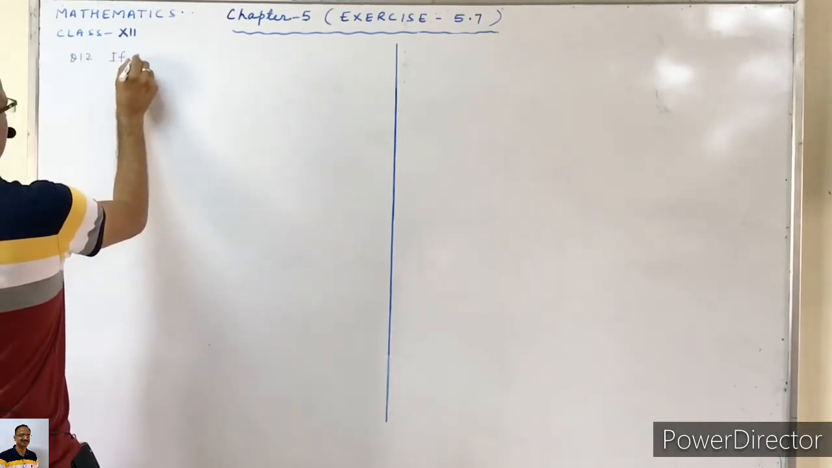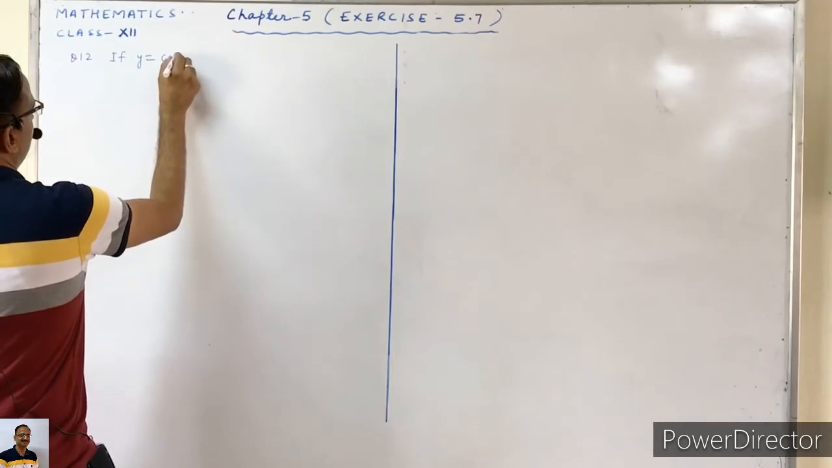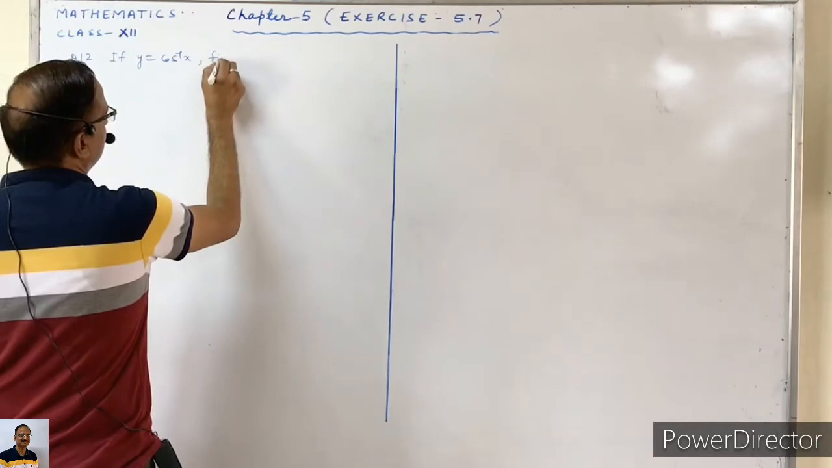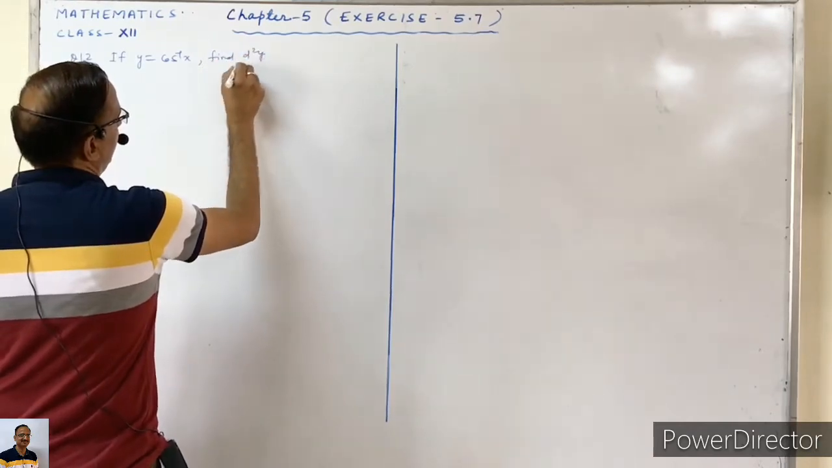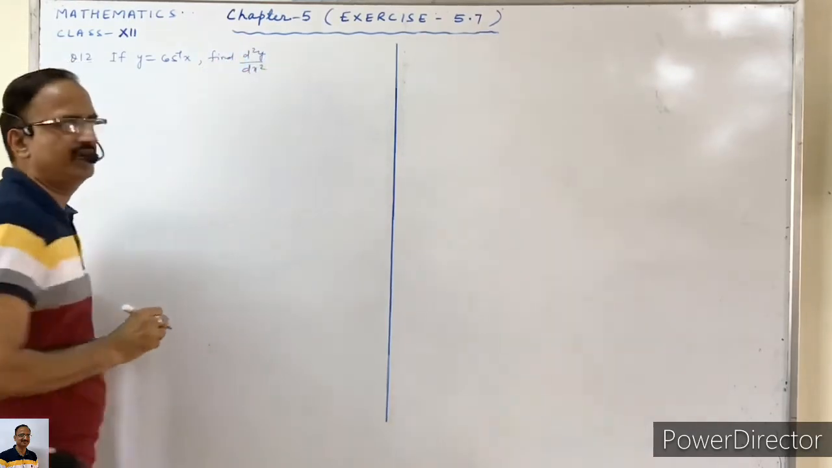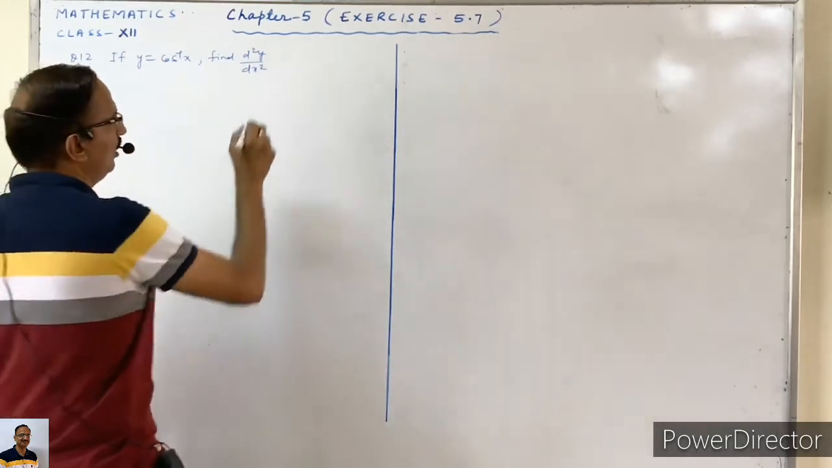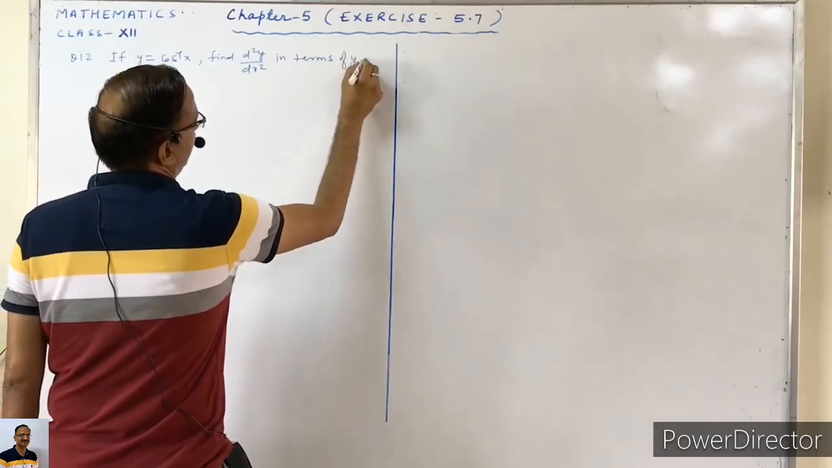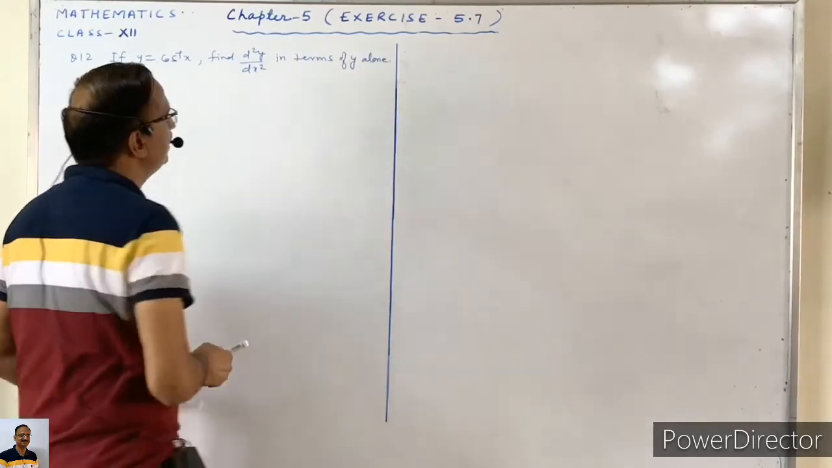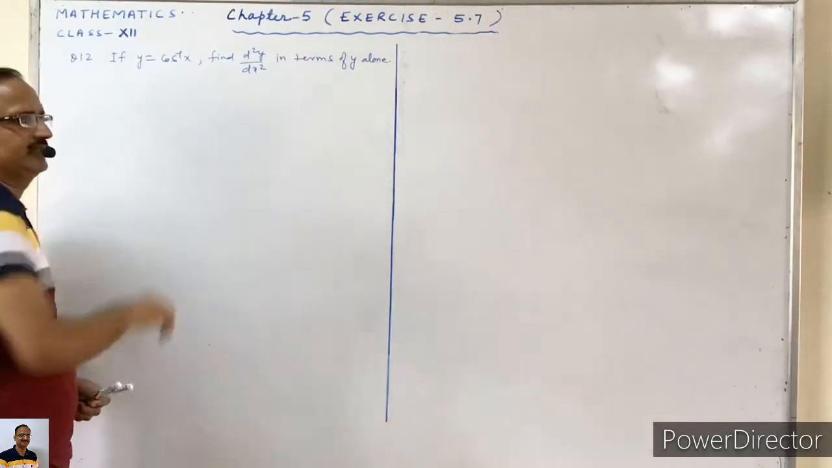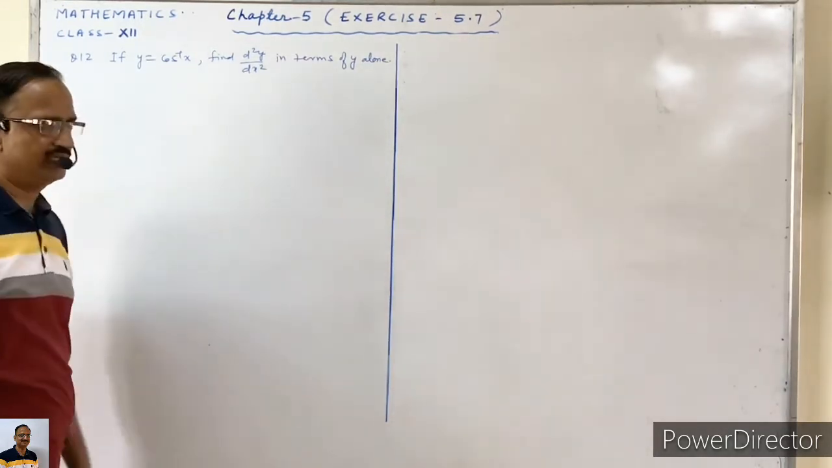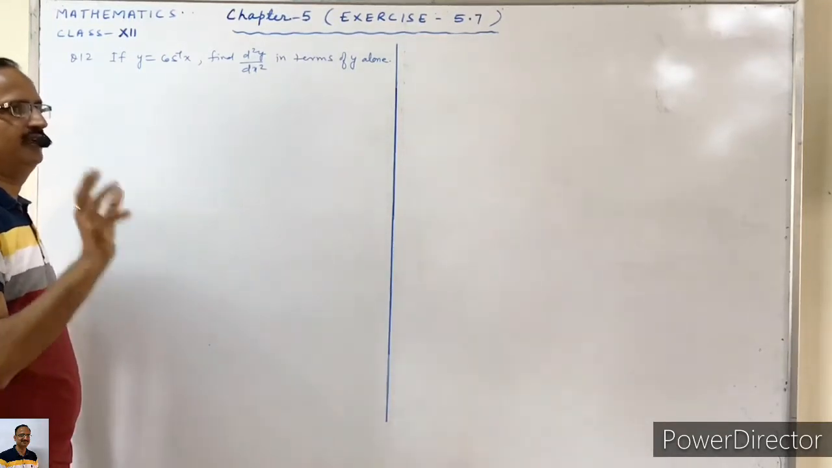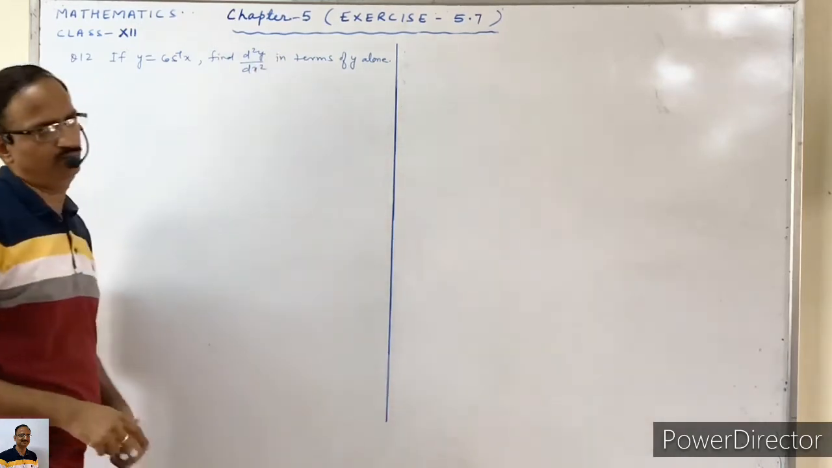if y equals to cos inverse x, then find d2y by dx square in terms of y alone. In terms of y alone. It means when we find the second order derivative of this given function, then on the right hand side we have the function which contains y alone.